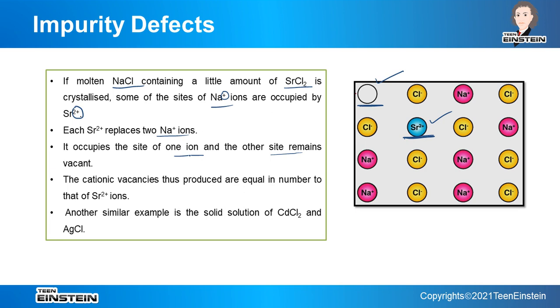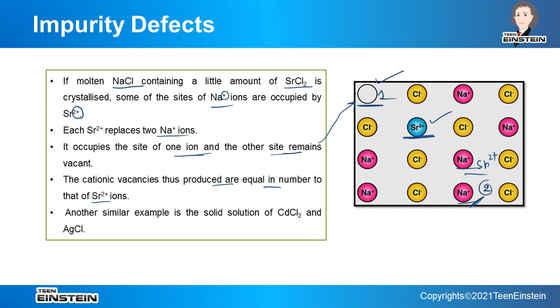So that is what is written here. It occupies the site of one ion and the other site remains vacant. This is the vacant site. These cationic vacancies thus produced will be equal in number to that of Sr2+. Obviously, for 1 Sr2+ there is 1 vacancy. Similarly, if you remove 2 more sodium, then suppose here we have Sr2+, so this will be vacant. So now 2 Sr2+ cations and 2 vacancies, 1 and 2.